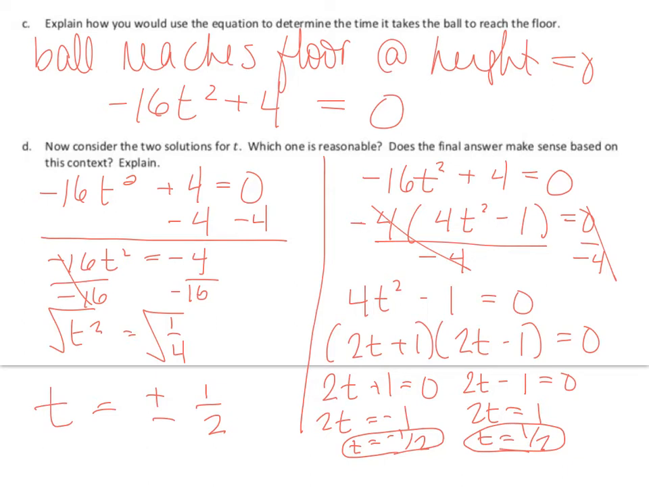So, two solutions for t. Which one is reasonable? Well, as much as I love to turn back time some days, I've never been able to measure negative time. So for this solution, I've got t equals 1/2 or negative 1/2. I can't have negative time. So my reasonable answer is 1/2 second, which is super duper short.